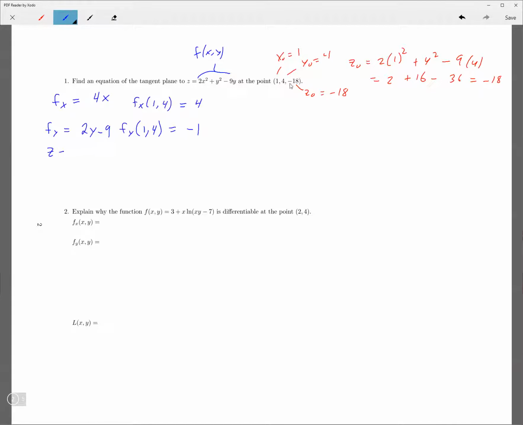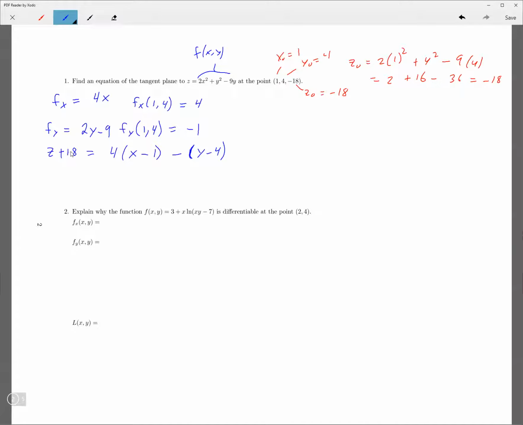z minus z naught, that's going to be plus 18. Equals fx, which is 4, times x minus 1, minus 1, which you don't have to write, and then y minus 4. So there's the equation right there, but let's simplify it.